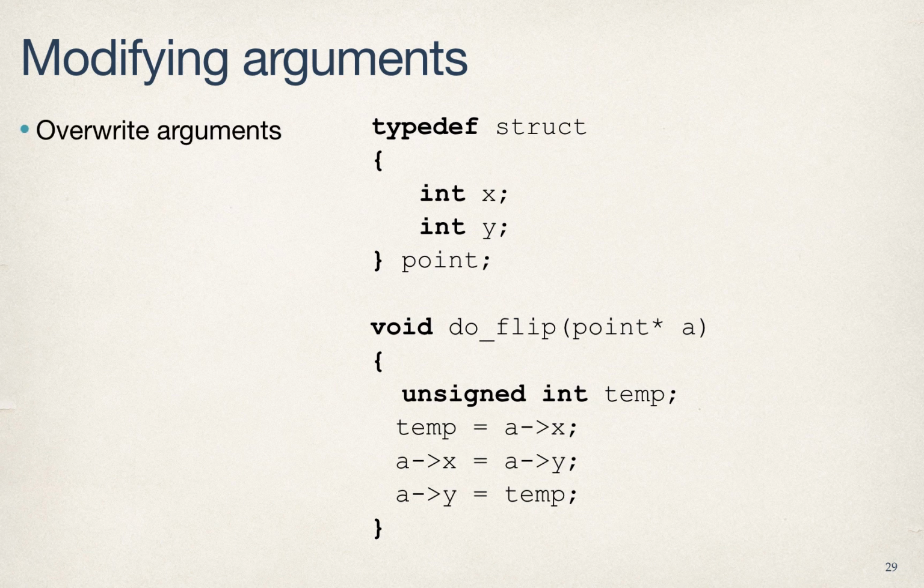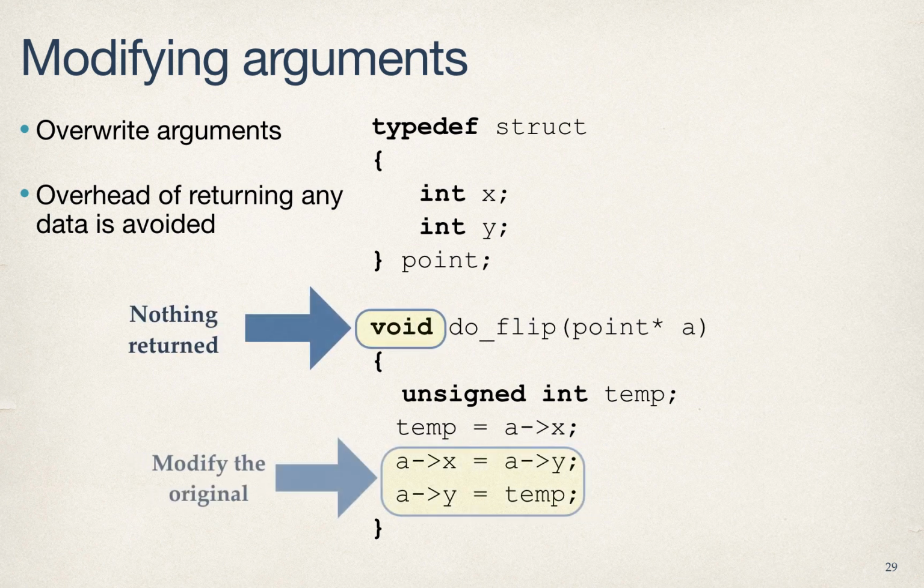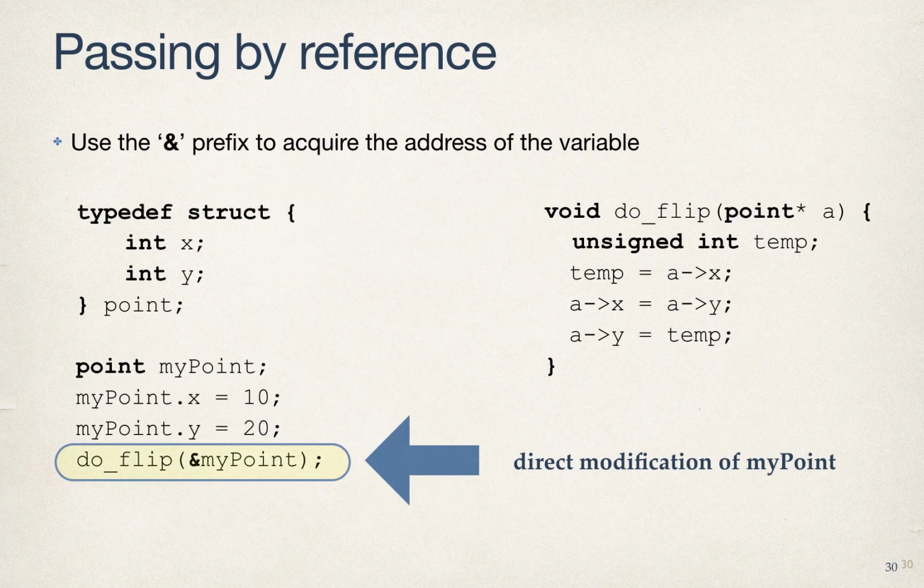Right, so we've overridden the arguments. So there's no copying of data, and there's no copying to get the return back. We actually modify whatever is passed to it. So nothing's actually returned, which you would think is faster, and in some cases it will be. And this is how you'd invoke it.